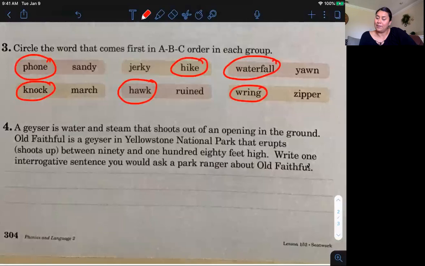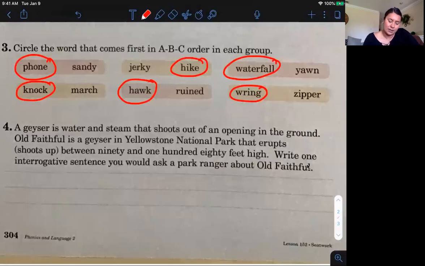Okay, let's see. A geyser is water and steam that shoots out of an opening in the ground. Have you guys ever seen a geyser? Old Faithful is a geyser in Yellowstone National Park, and it erupts, which means it shoots up between 90 and 180 feet high. That's huge. That's super high. Write one interrogative sentence you would ask a park ranger about Old Faithful. What is something that you would want to ask about Old Faithful?